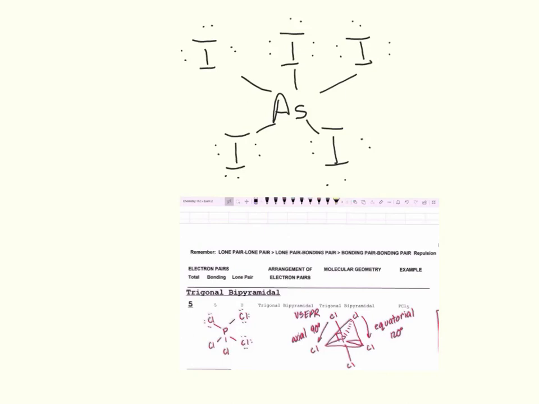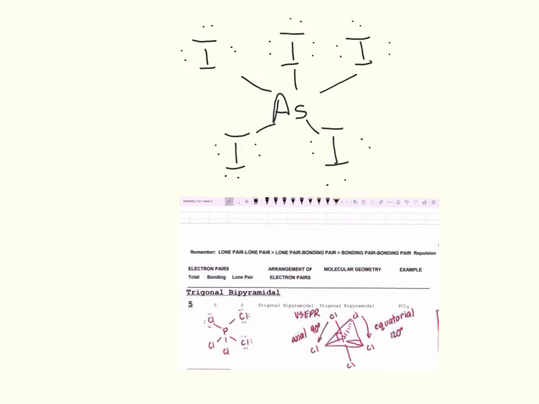As we can tell, it's going to be trigonal bipyramidal because there are 5 bonding pairs: 1, 2, 3, 4, 5. And then there are no lone pairs, as we can see, because all these dots are bonding. On the bottom, it's a picture of me trying to prove to you that this is trigonal bipyramidal, because there are 5 bonding pairs and 0 lone pairs, which makes it trigonal bipyramidal.